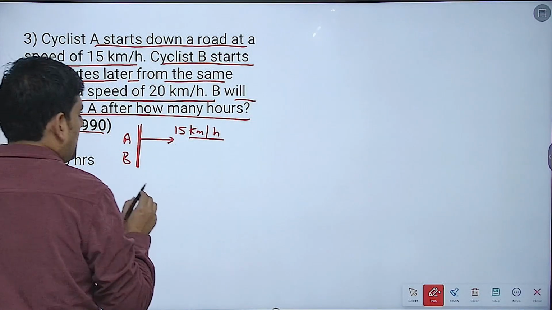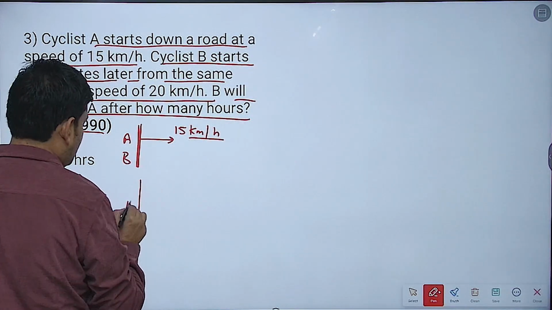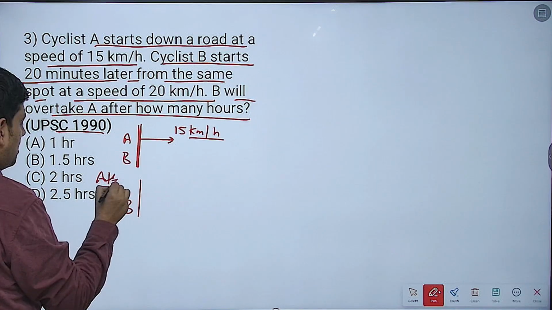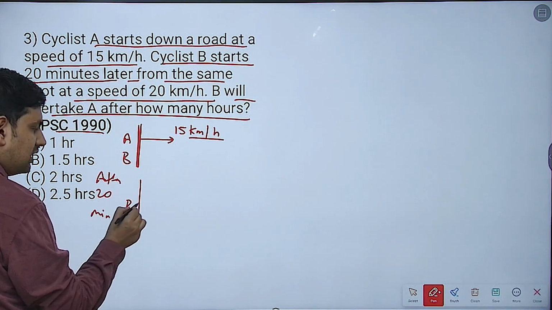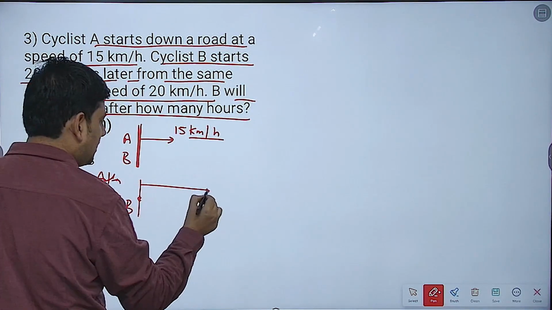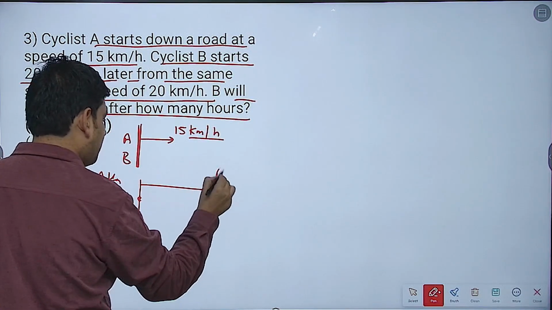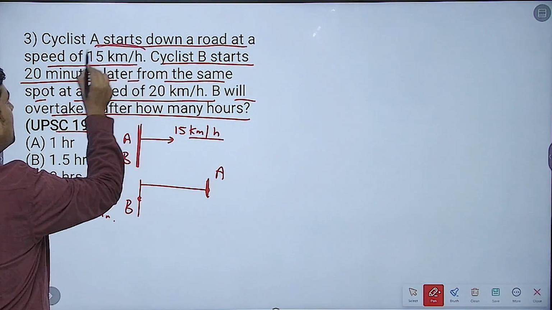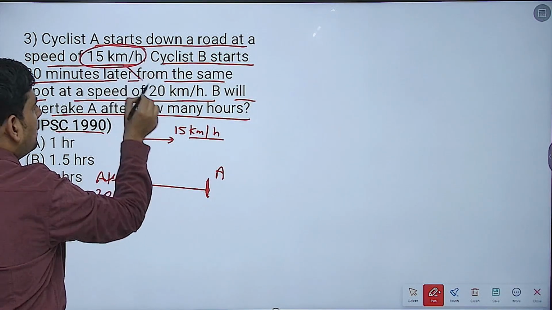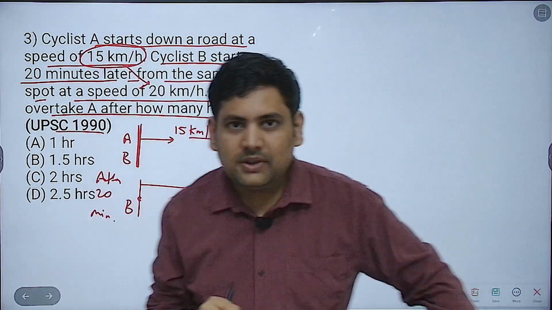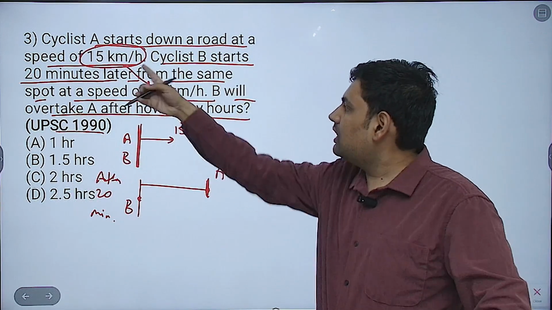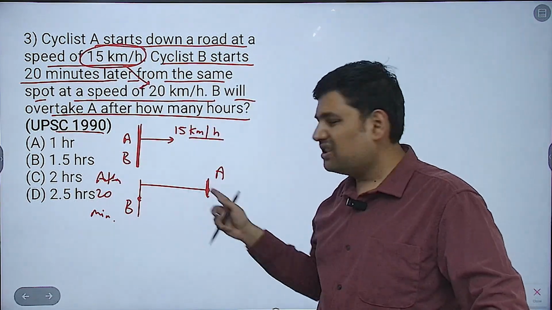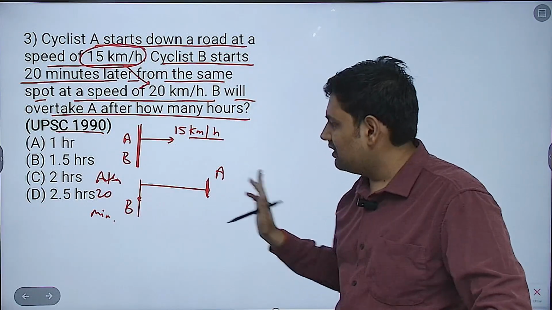Now, see the other scenario. B is still here, after 20 minutes, at the starting point. A has reached where? We don't know, but it is somewhere here. Correct? Now, at what distance is A? First of all, this is important. A starts with a speed of 15 km per hour and travels for 20 minutes. If it goes 15 km in 1 hour, in 20 minutes, how much will it go? It will go 5 kilometers.